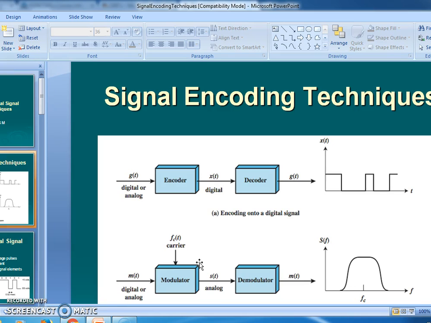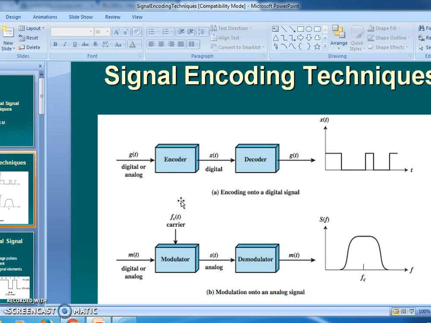On the receiver side, the receiver has to apply another technique, that is a decoding technique. After applying the decoding technique, our encoded data is converted back into the original form. Initially we represented the data as g(t), and after encoding it was converted into x(t), which is in the digital form. Again, after applying the decoding technique, the user gets the same original data, that is g(t). This is a technique we use for transmitting data from one place to another.